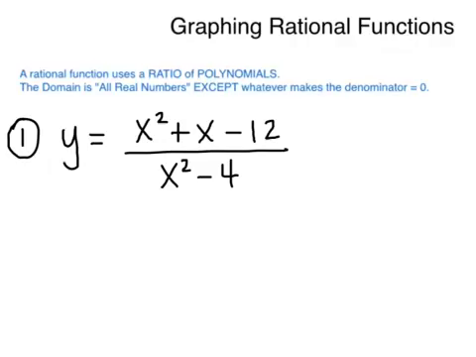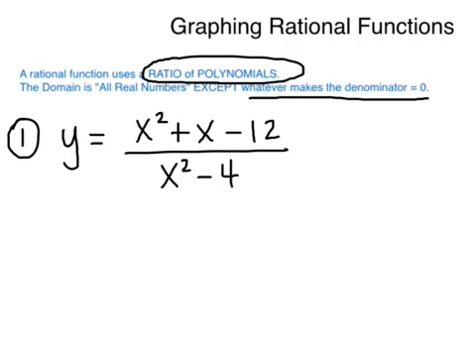Now we're going to learn about graphing rational functions. A rational function is a ratio of polynomials, and ratio meaning like a fraction of one polynomial over another polynomial. The domain is very important in these because there's places where this rational function is not defined, and it would be whatever makes the denominator equal to 0.